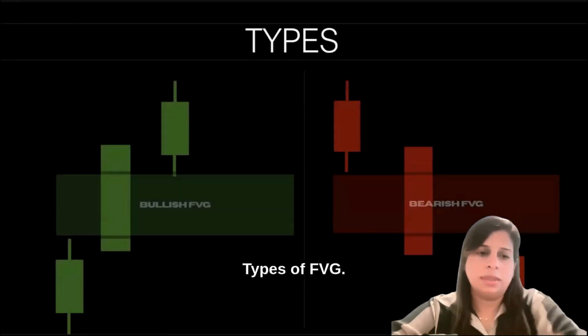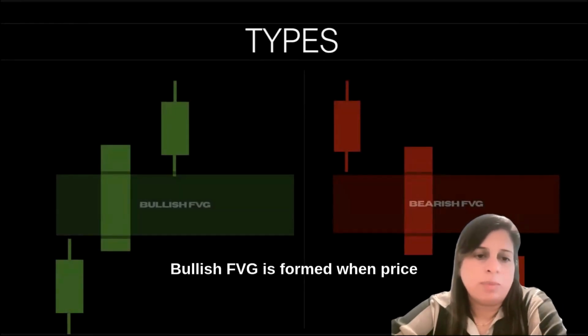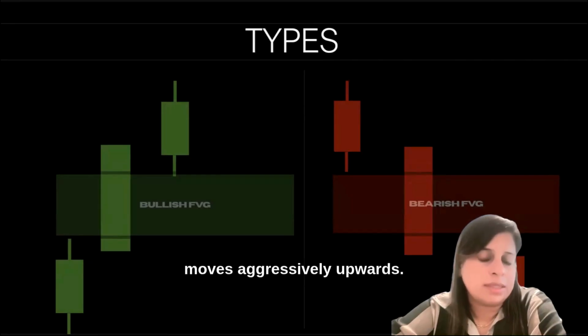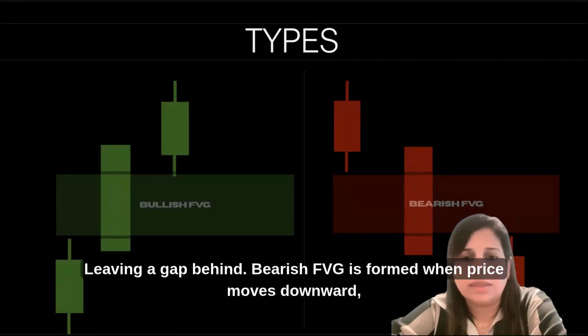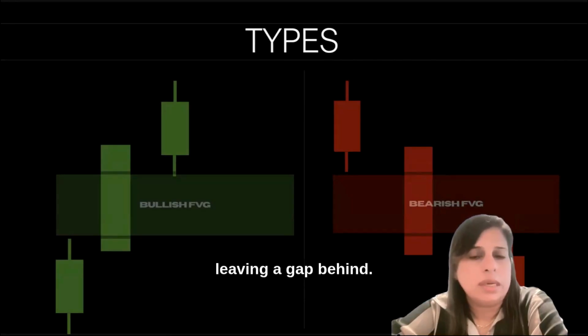Types of FVG. Bullish FVG is formed when price moves aggressively upwards, leaving a gap behind. Bearish FVG is formed when price moves downward, leaving a gap behind.